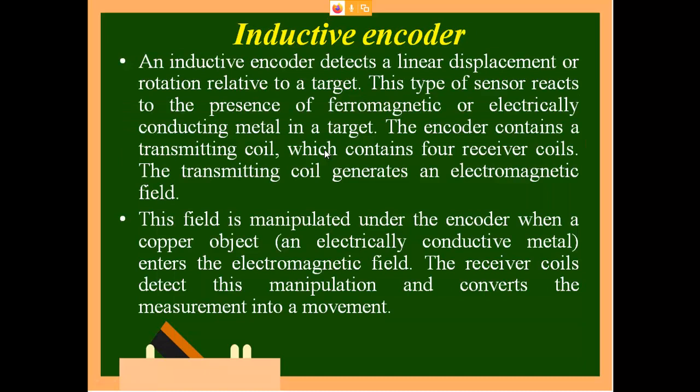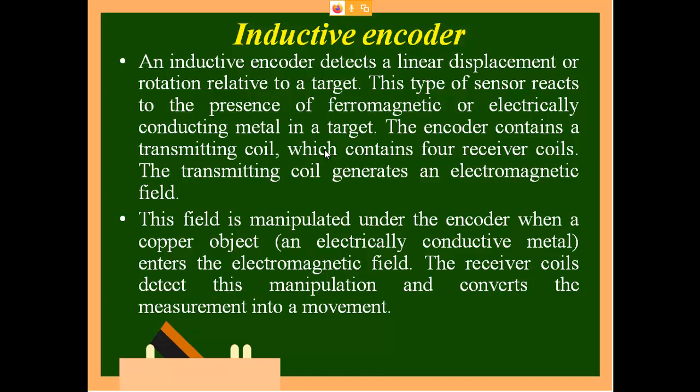An inductive encoder detects a linear displacement or rotation relative to the target. This type of sensor reacts to the presence of ferromagnetic or electrically conducting metals in the target. So you can keep copper, or you can even keep iron, but iron we cannot keep because it will get rusted in a dusty or moist environment. That is why we are going for copper. The thing is, it should be a ferromagnetic material, that's all. The encoder contains a transmitting coil which contains 4 receiver coils.